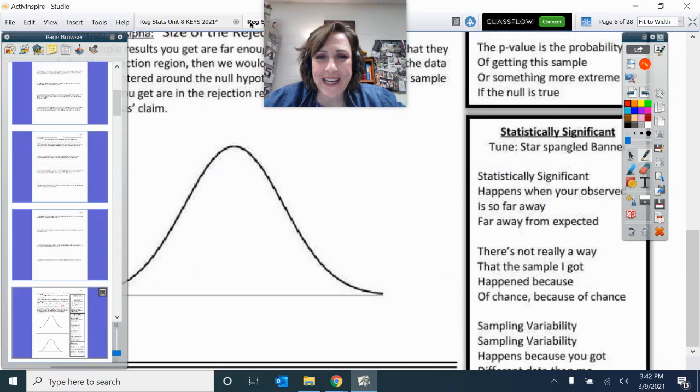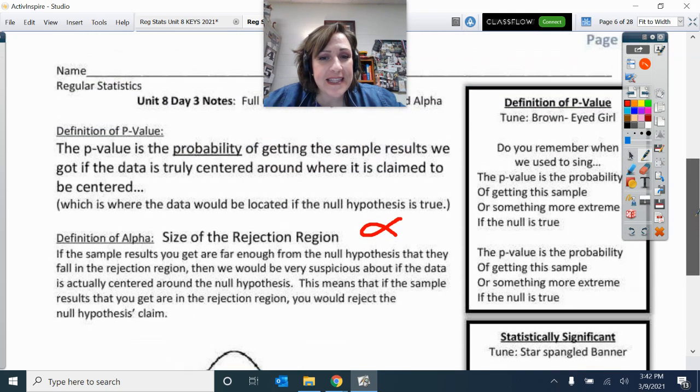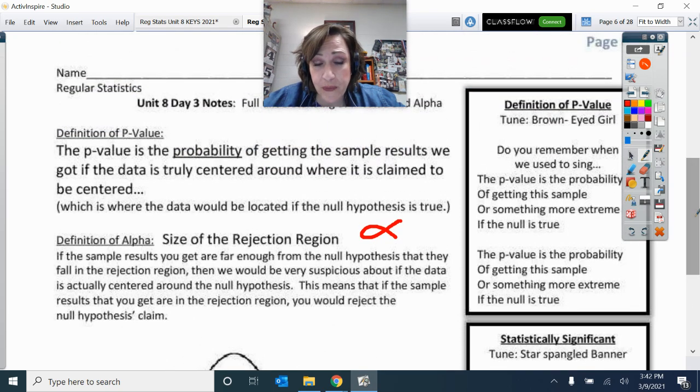Hi there. We're going to go ahead and move on to another idea in hypothesis testing, this thing called a p-value, and understanding what this idea of alpha is. So, actually, let's start talking about alpha.